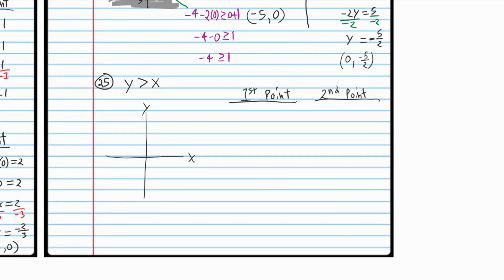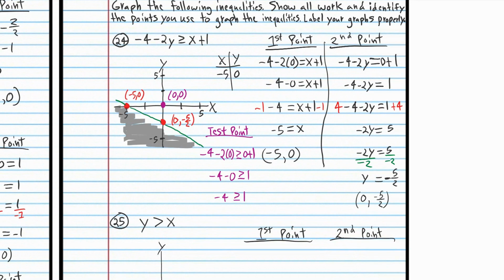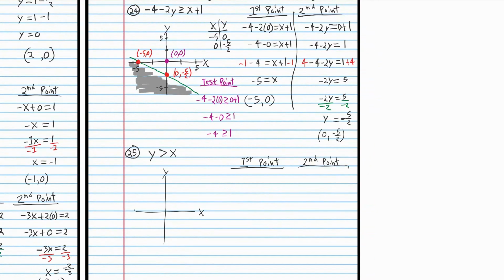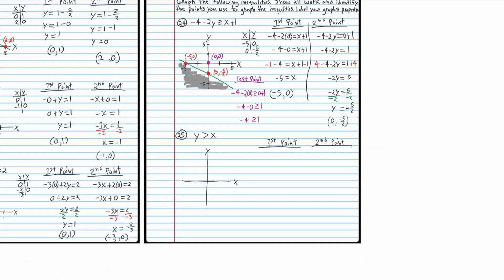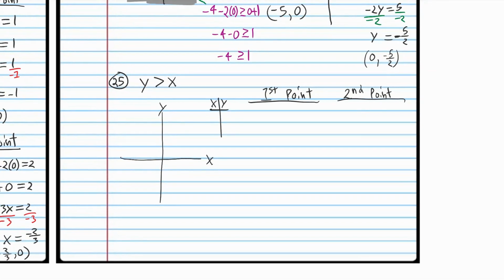Now this is going to be an easy one because look how simple this inequality is. Oh, I forgot to write my other point in the table here. All right, so for the first point, we'll just choose 0 for x. And we can see pretty clearly that if x is 0, y must be 0 too. So that point's going to be 0, 0.